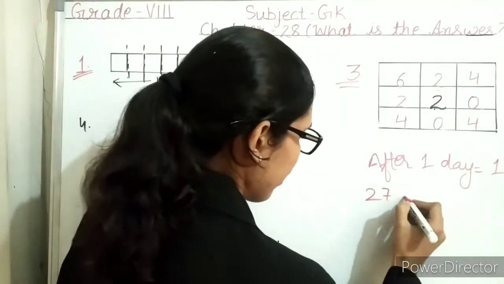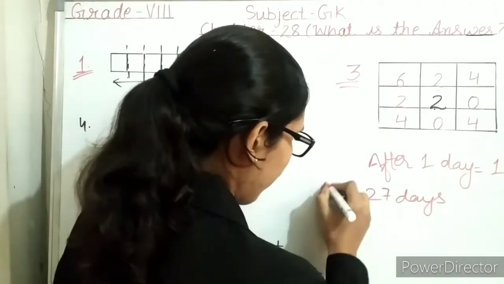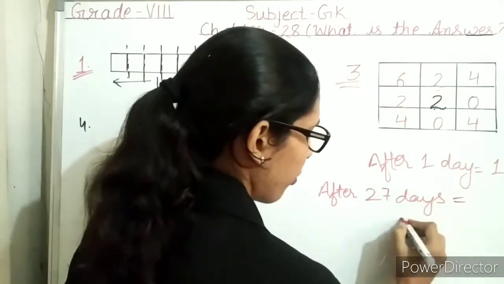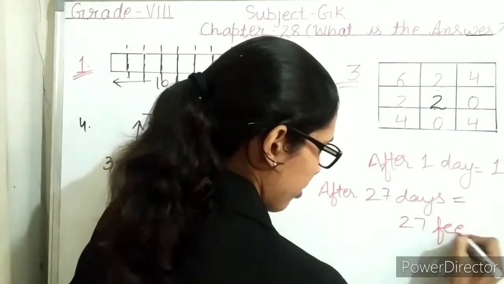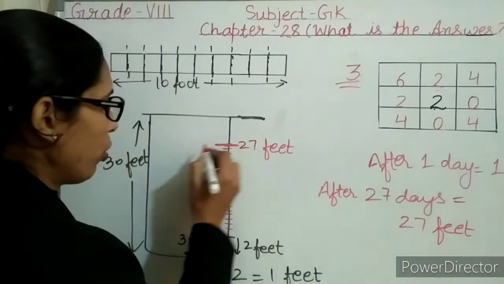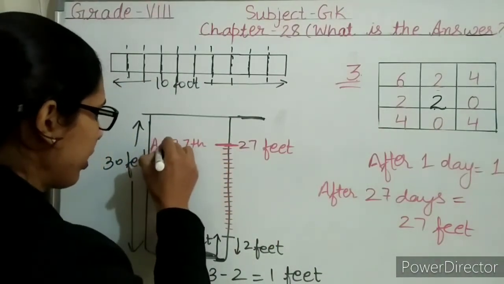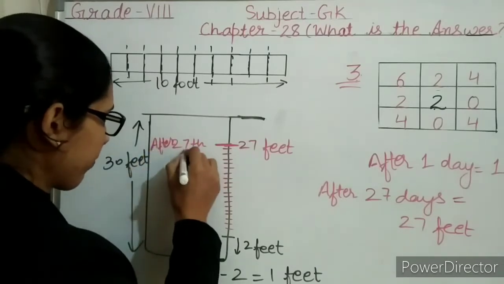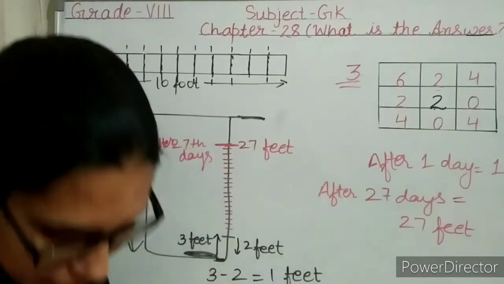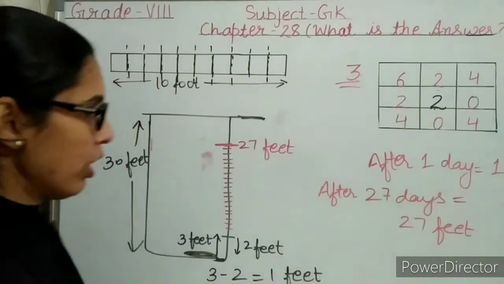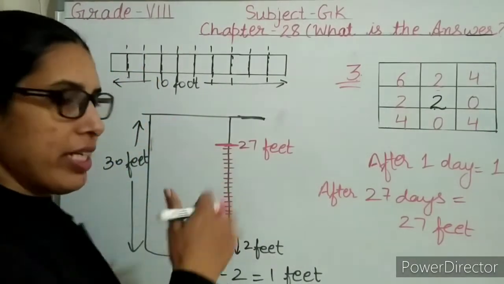After 27 days, he will have covered how much? 27 feet. Okay, so the 27th day. Okay, after 27 days, it's not so clear here, I have written it there. Okay, so I hope this is clear. I have written here: 27 feet he has covered in 27 days.